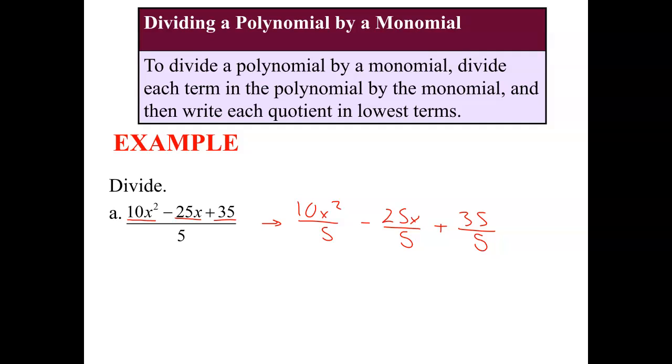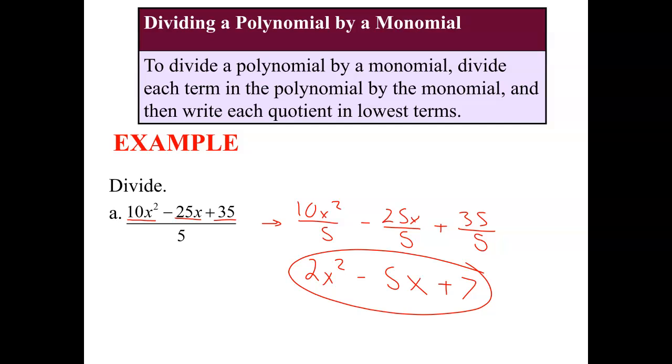So if I look at 10x squared over 5, how does that reduce? 2x squared. 10 over 5 simplified, 2x squared. All right, 25x over 5, 5x. And 35 over 5, 7. So when we're dividing by a monomial, it's just a matter of taking each term in the numerator and simplifying it by that monomial.